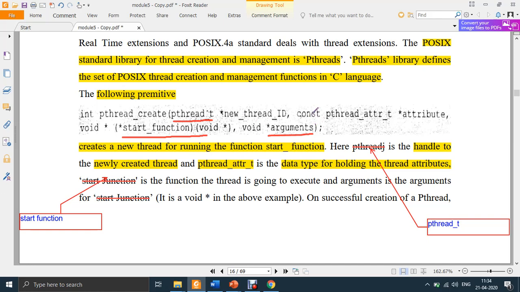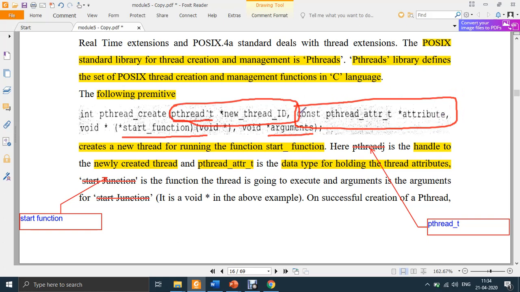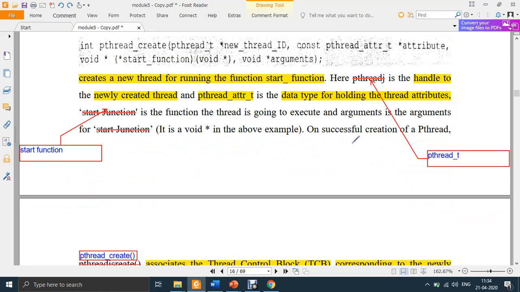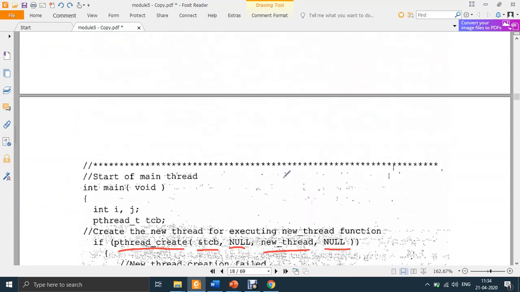So you have to remember the syntax. There are 4 parts. This is the first part, the name of the new thread you are trying to create. This is some attribute if you want to pass to this new thread. The third part is the name of the function for which you are creating the new thread, and the last one is the arguments that you want to pass to the new thread. Okay, so those are the 4 parts that are used while creating the new thread.